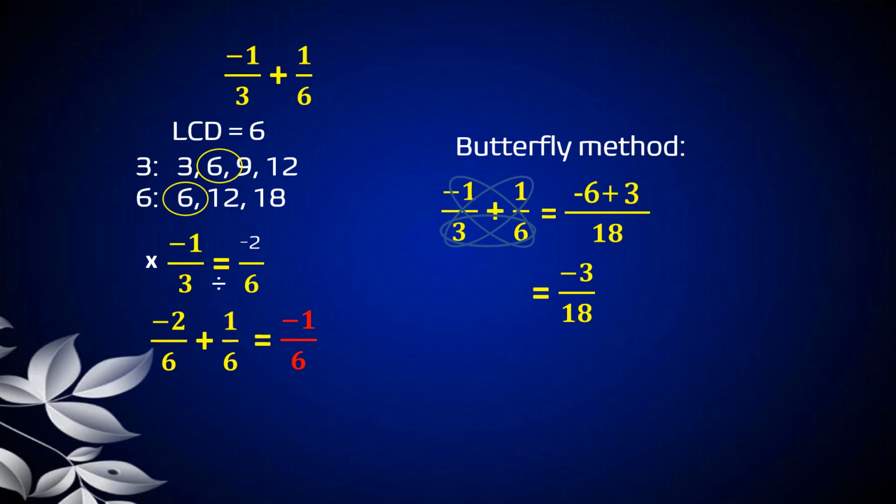So lowest term natin, si 3 and si 18 ay both divisible by 3. So 3 divided by 3 is equal to 1. Then 18 divided by 3 is equal to 6. Dahil negative ang ating 3, ang answer natin is negative 1 over 6.